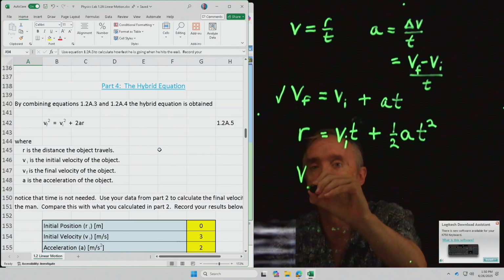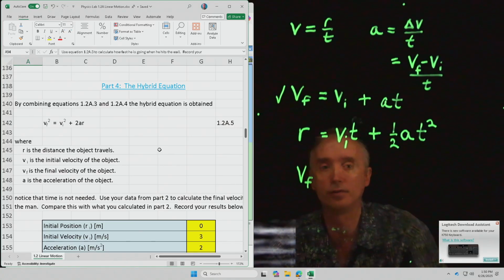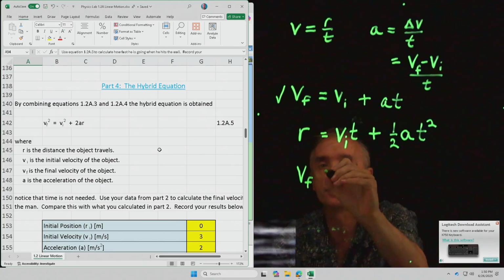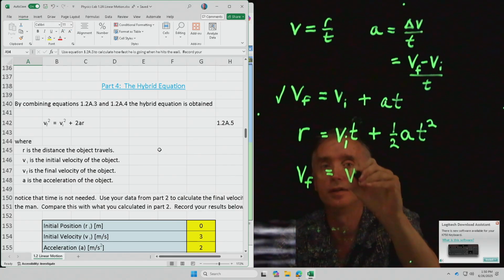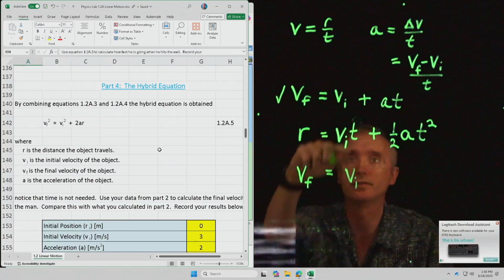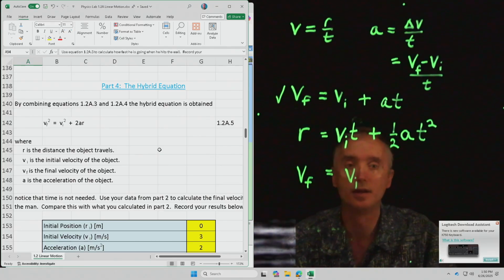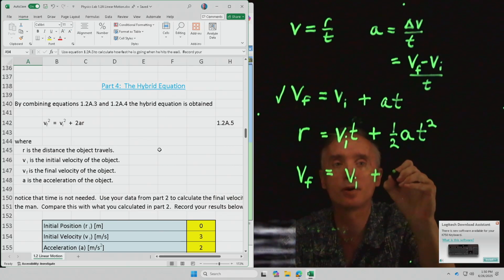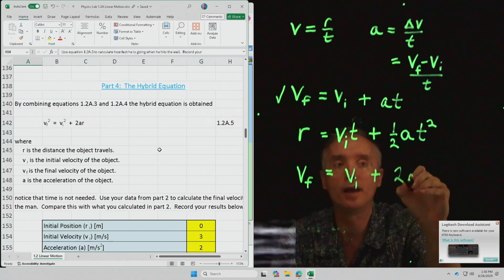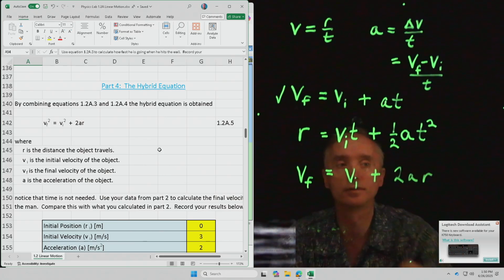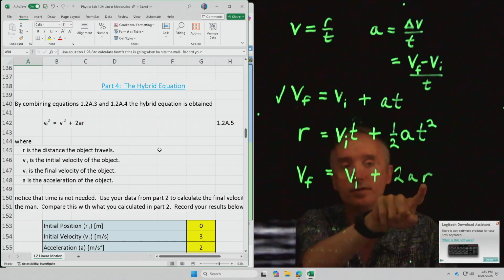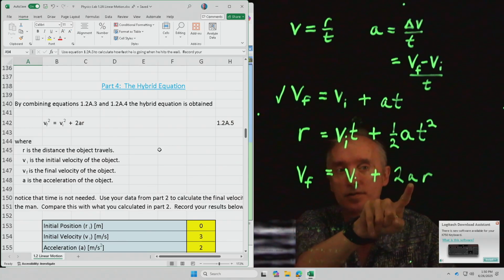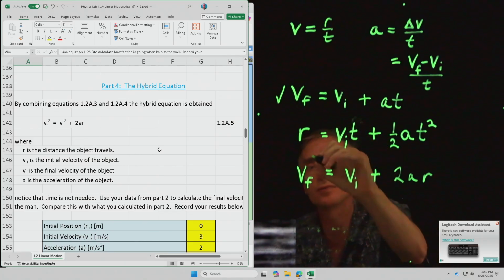Now notice it still has V final and it still has V initial, like these other equations here. But notice that this one has this part here, 2a and then r. So r is going to be the distance that it moves. A is going to be the acceleration that it has. And then notice that this is squared.